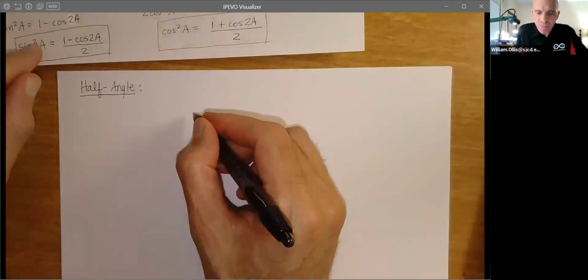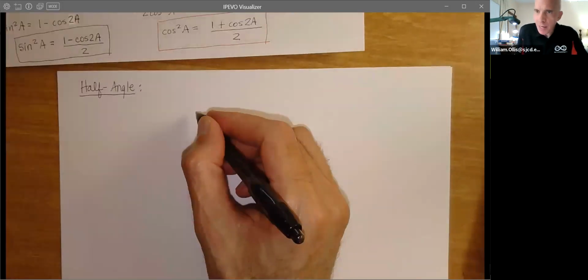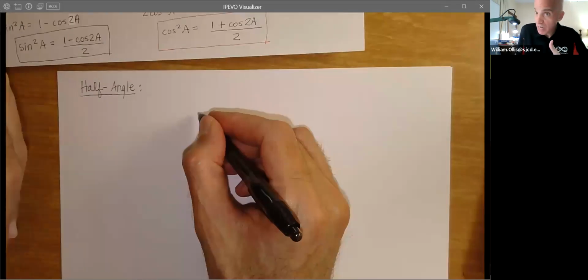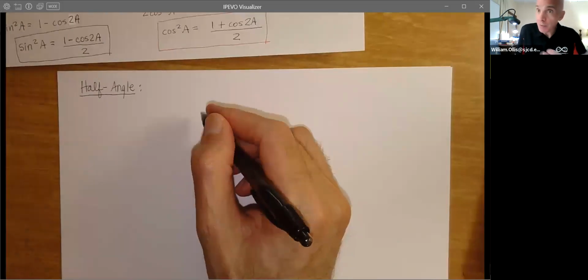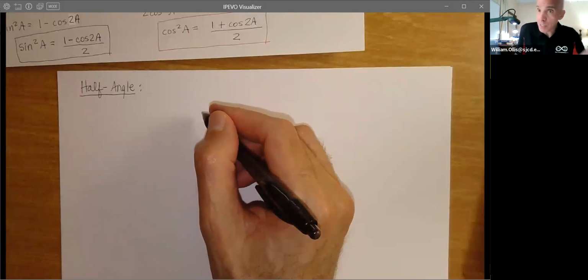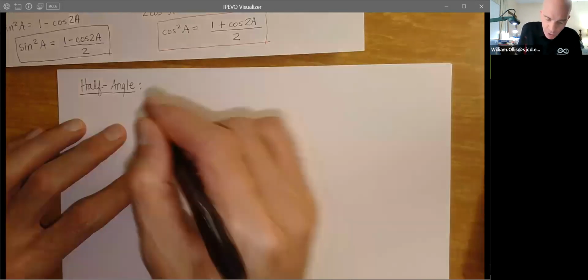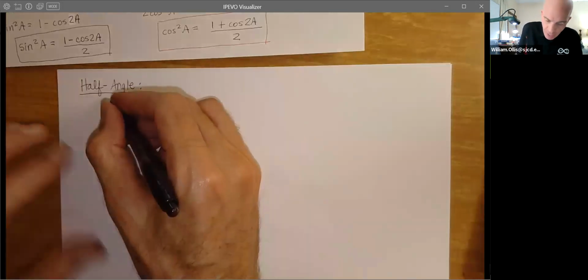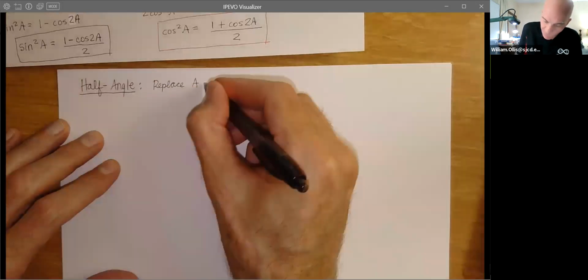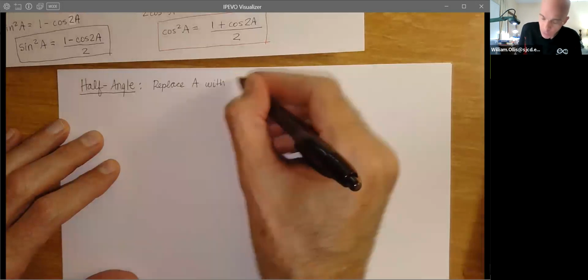Now, the double angle is not so great for the unit circle. We can double angles, we just get another angle on the unit circle. But halving the angle, like going from 30 to 15, or 45 to 22 and a half in terms of degrees, that's useful. That gives us another exact value that we may need in a trig problem or a physics problem. So for half angle, what we want to do is take this, replace A with A over 2.